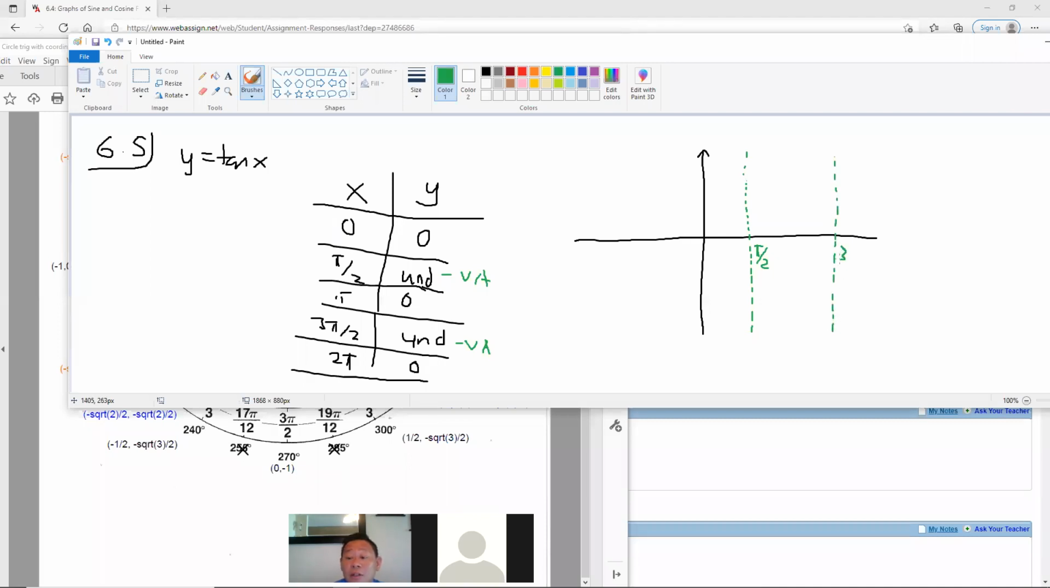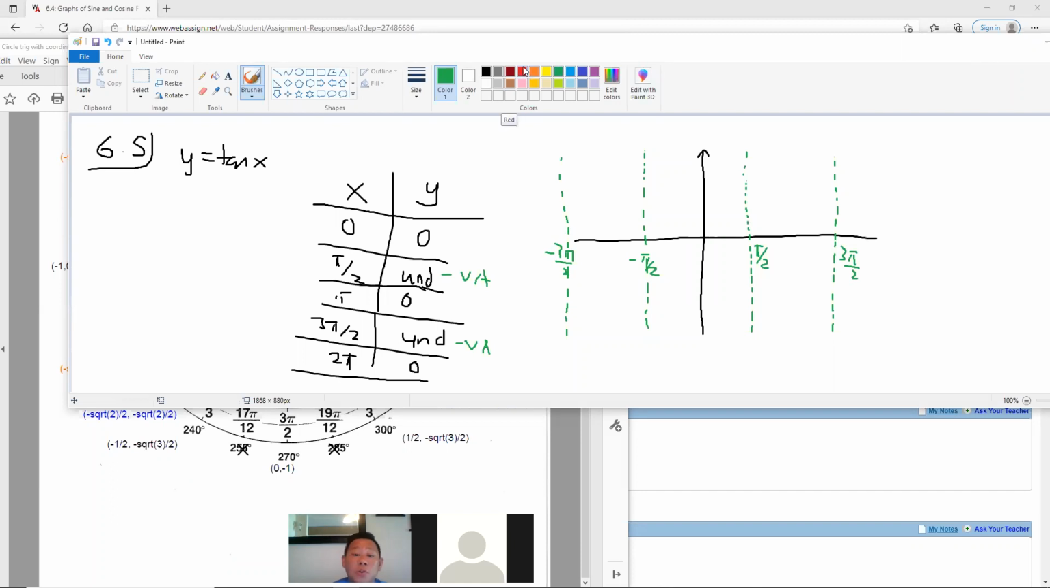Because it's undefined in such a case. And if I want to go on to the negative side, we just negate this value. So the undefined case in this case will be negative pi over 2, and then negative 3 pi over 2. And if you want to continue, it'd be 5 pi over 2, 7 pi over 2, 9 pi over 2, and so on.